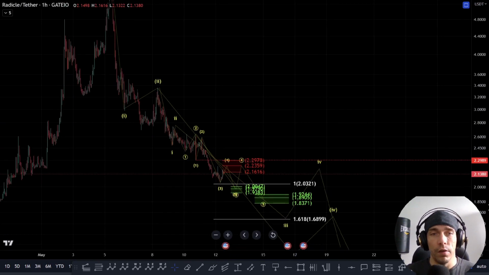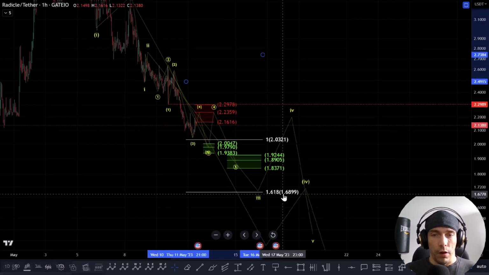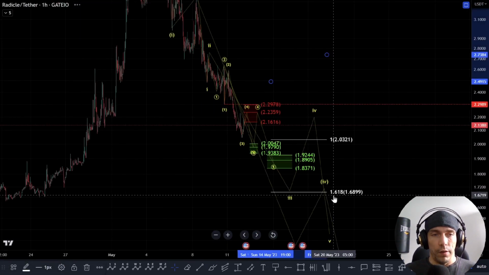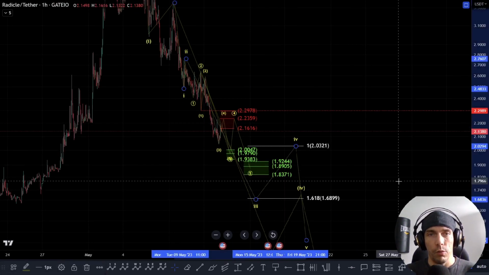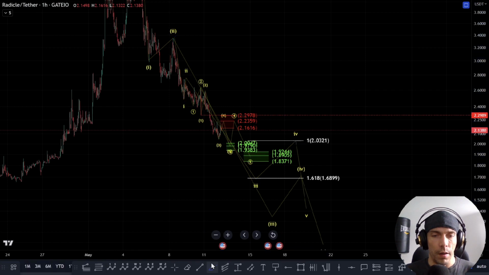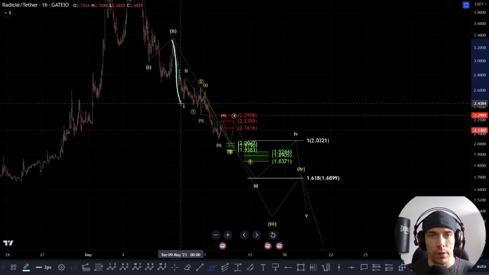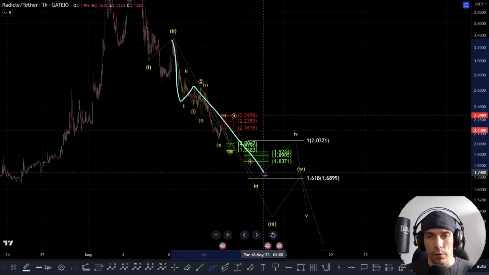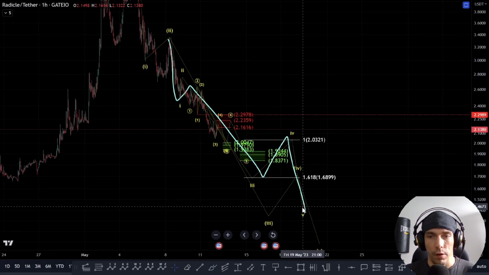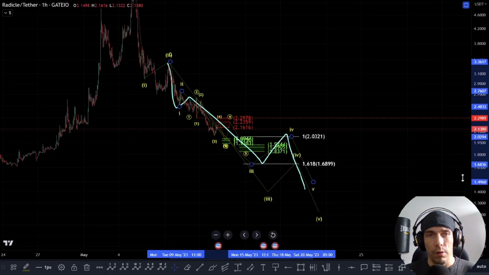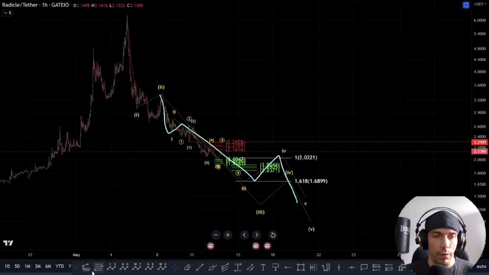Now, the key thing here is if we do push down towards this zone of this $1.68, we need to be cautious, because this would put us in a situation where we have this as another 1, 2 here. This would become 3, 4, and then we'd still see an additional 5th wave to the downside one more time. And that would look to bring us down to this lower level here.